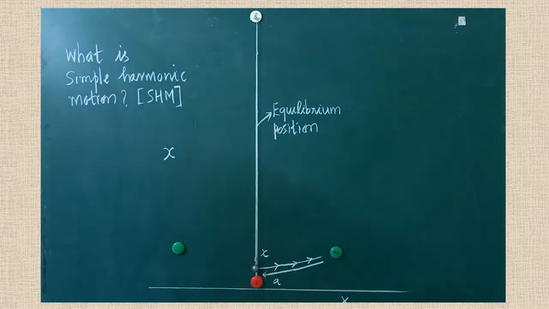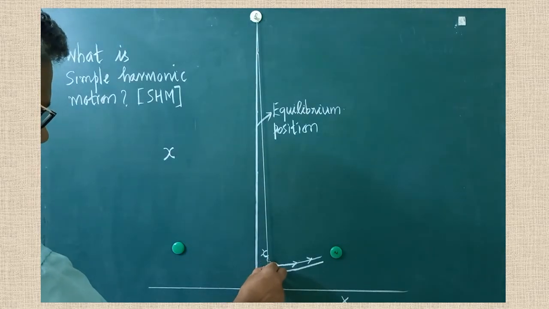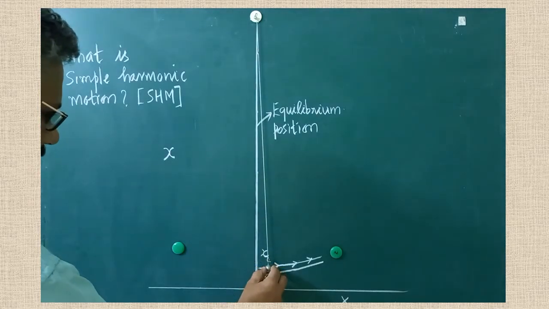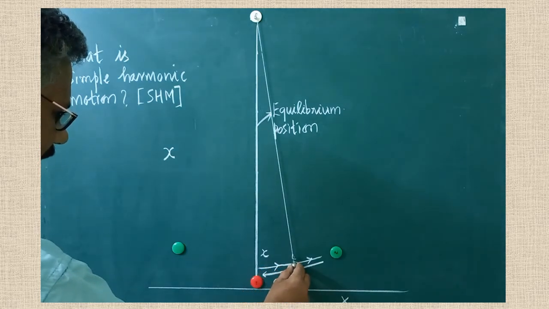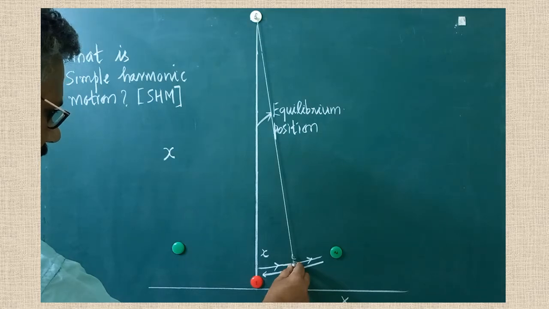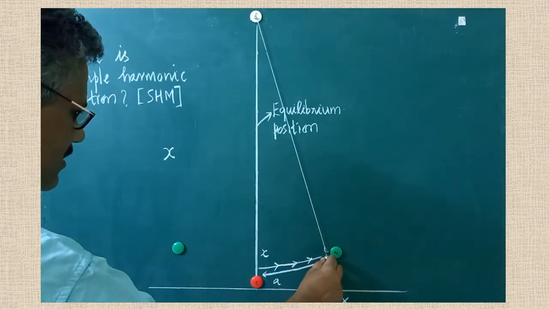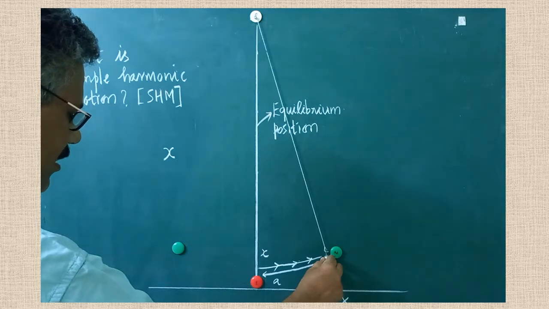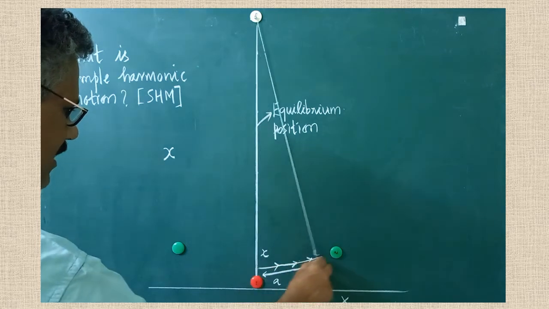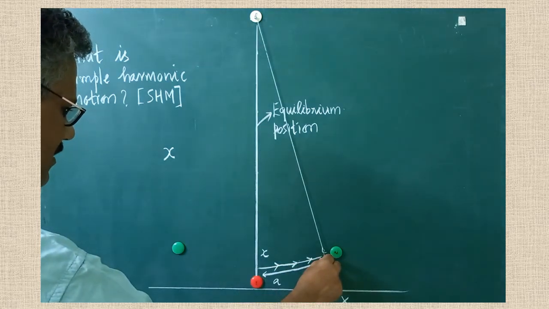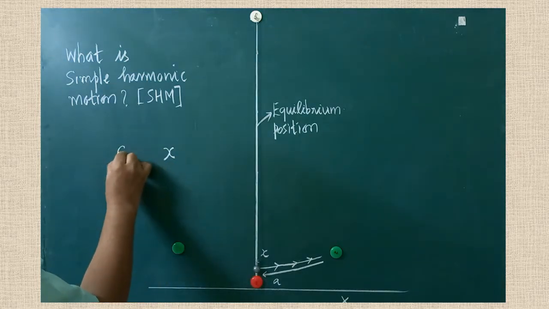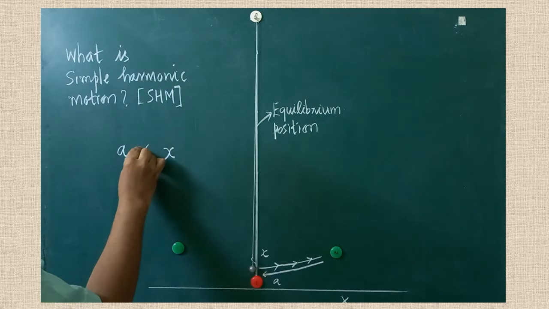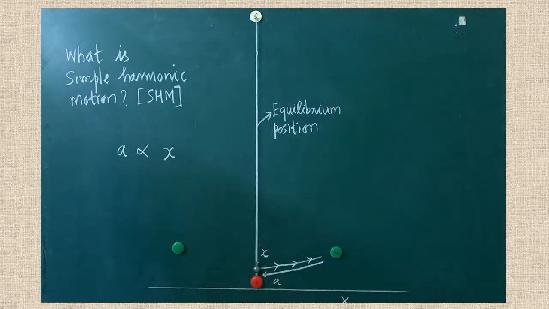Both are vectors. Again I will explain. For displacement x1, the acceleration acting on the particle can be taken as a1. If it is x2, the acceleration can be taken as a2. If it is x3, the acceleration can be taken as a3. Are you clear? So when displacement increases, acceleration also increases. Which two are directly proportional? Acceleration is directly proportional to displacement. Can you understand my point?